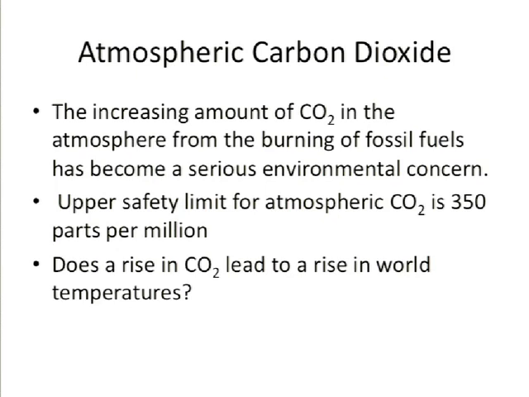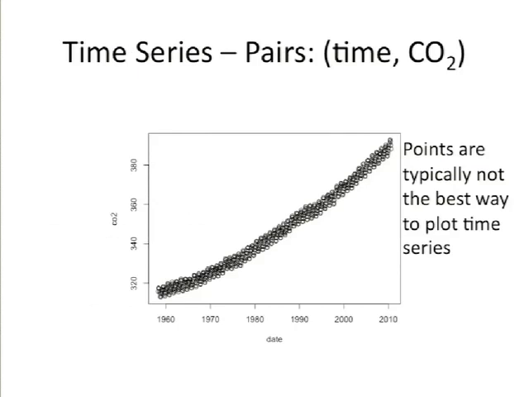Okay, so here's the data from 1958 to 2010, and the pairs of observations are time and carbon dioxide. This is monthly data. The monthly data is an average of the measurements for that month. In fact, for this particular data set that I'm showing, they averaged the measurements for that month and the 5 previous months. So it's a smoothed monthly average.